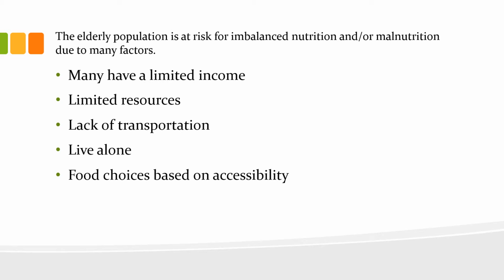The elderly population is at risk for imbalanced nutrition and/or malnutrition due to multiple factors. Many of them are on a limited set income. They have limited resources available. They have a lack of transportation. They may live alone, and their food choices might be based on accessibility.